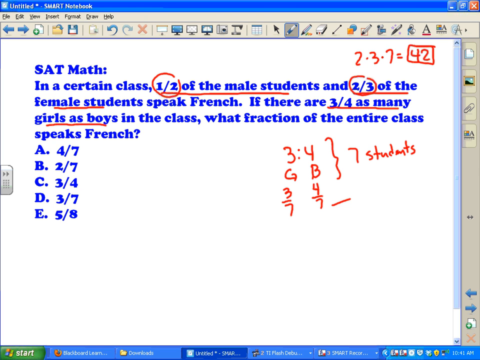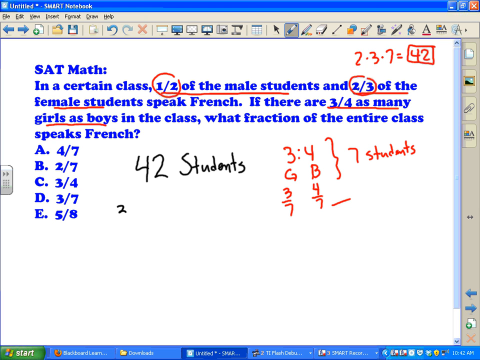So we could use 42 as the total number of students. And it doesn't matter what number you use. You could use a multiple of 42, but it's just going to work easier if we have 42 students. So we have 42 students. We need to figure out how many of those are boys and how many are girls.